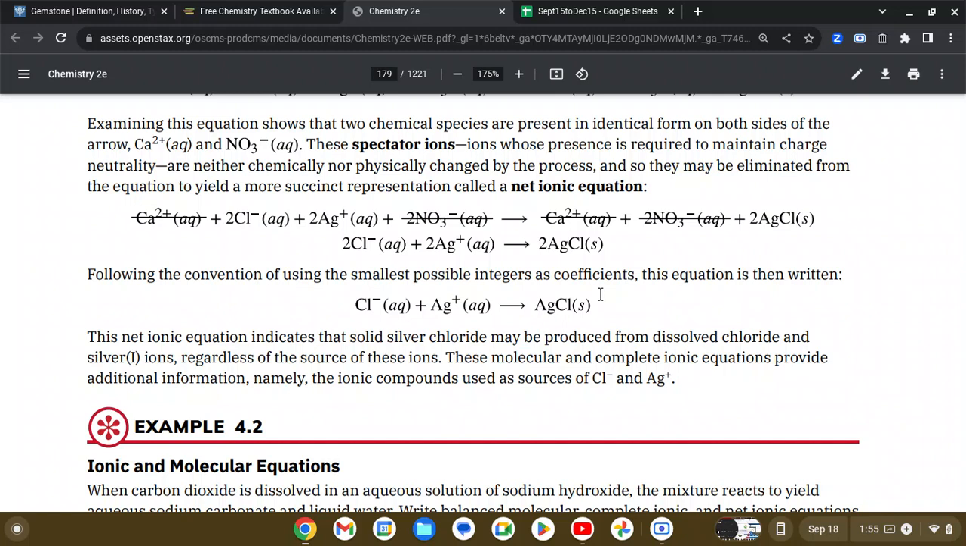Following the convention of using the smallest possible integers as coefficients, this equation is then written: chloride and silver make silver chloride. This net ionic equation indicates that solid silver chloride may be produced from dissolved chloride and silver 1 ions, regardless of the source of these ions. These molecular and complete ionic equations provide additional information, namely the ionic compounds used as sources of chloride and silver.